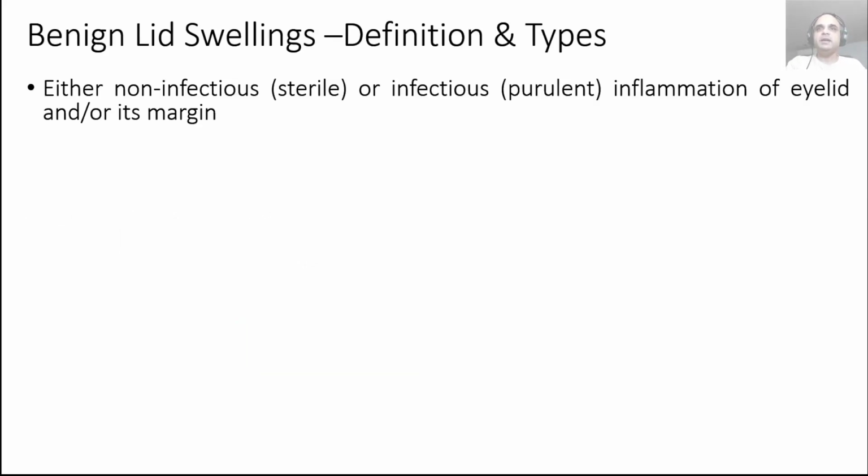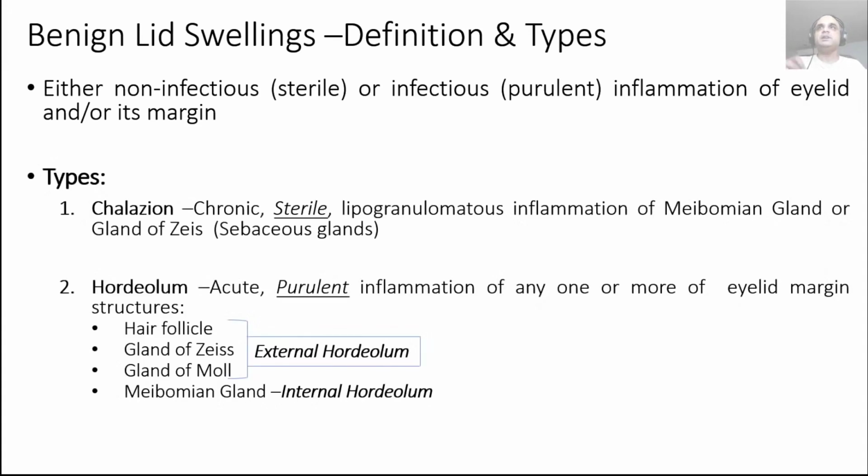We'll start off by talking about benign lid swellings, and benign lid swellings are either infectious, purulent, or non-infectious, i.e. sterile inflammation of the eyelid and or its margin. It's of two types. A chalazion is a chronic sterile, implying non-infectious, lipogranulomatous inflammation of the meibomian gland or the gland of Zeiss, and both of these are some form of sebaceous glands. A hordeolum, on the other hand, is an acute purulent inflammation, i.e. because of an infection of any one or more of these structures: hair follicle, gland of Zeiss, gland of Moll, or a meibomian gland.